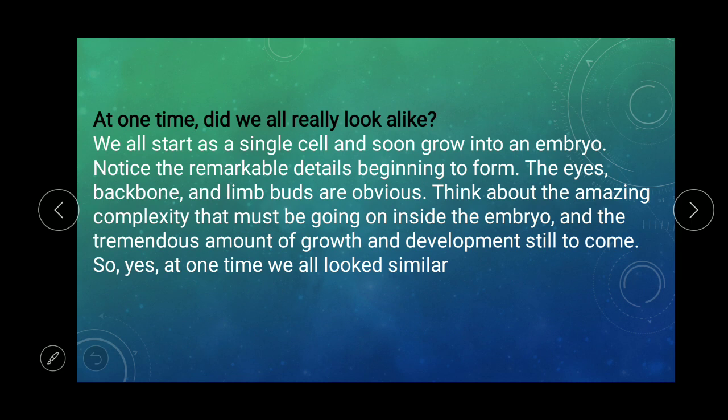So what are the changes taking place? The eyes are formed, and the backbone, that is our backbone that holds the spinal cord inside it, will be formed. Limb buds are obvious, that will form two forelimbs and two hind limbs. And about the various structures and complexity we will see. But one thing is certain, at one time all of us look similar.